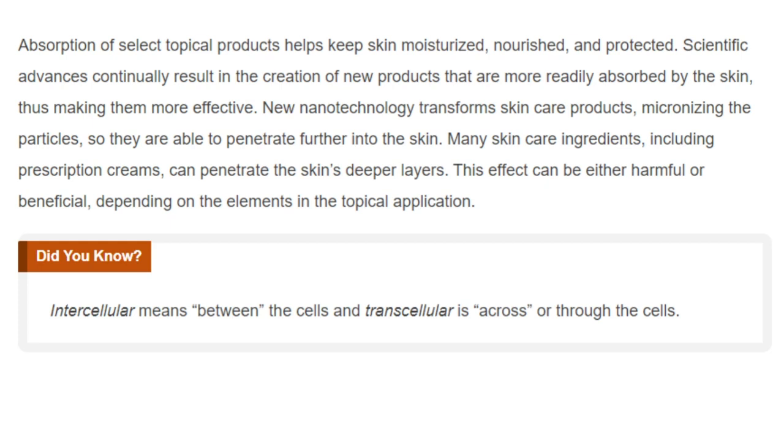Did you know? Intercellular means between the cells and transcellular is across or through the cells.